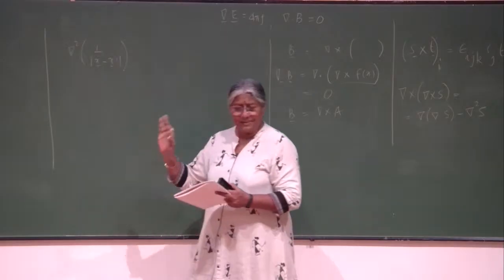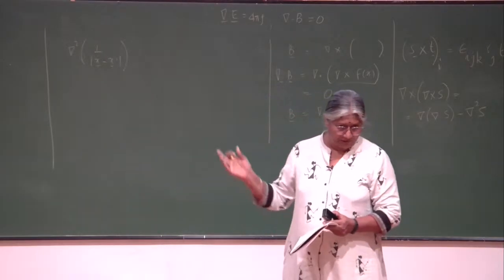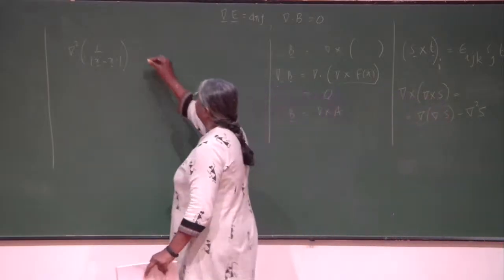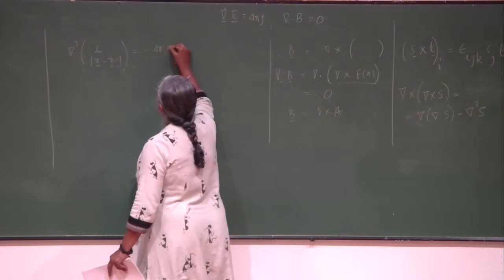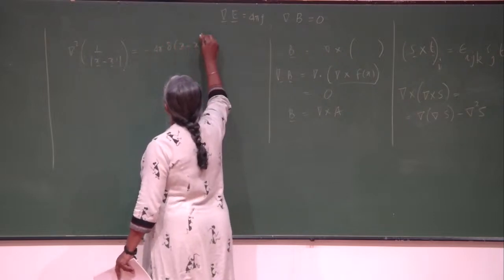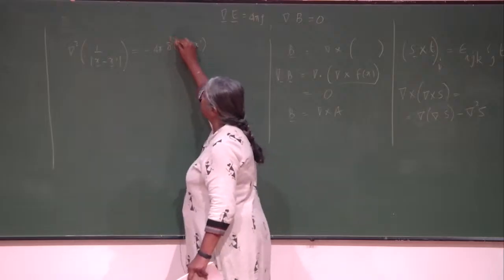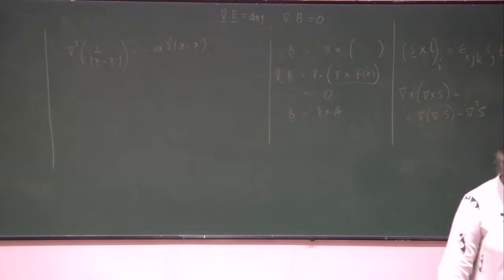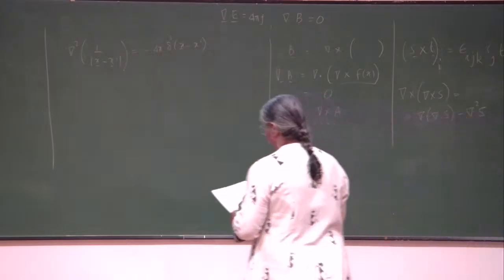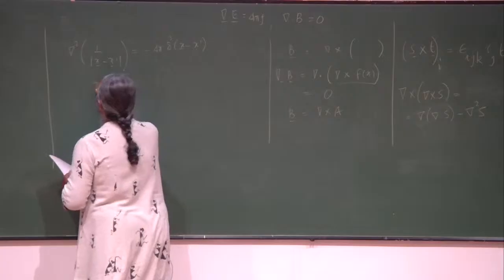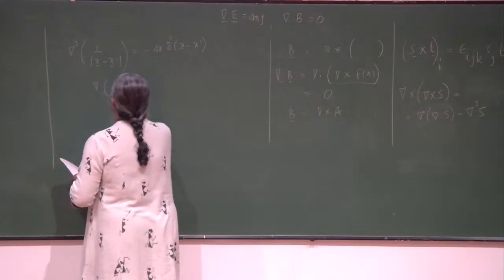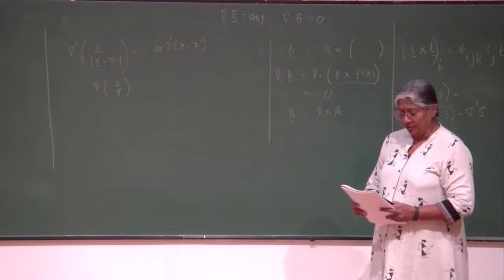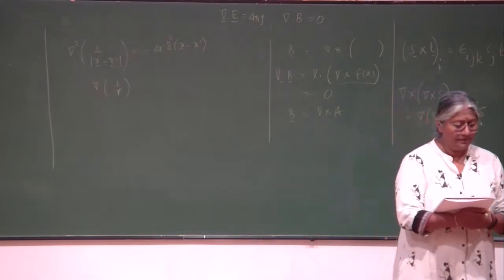Let's forget x minus x prime. Let's just call it x. Okay, then we can always shift the origin to x minus x prime. So what we want to show is that this is equal to the delta cube function of x minus x prime, right? So the way to see it is like this. Let us start with r, the magnitude of x, right? What is the divergence of 1 by r?